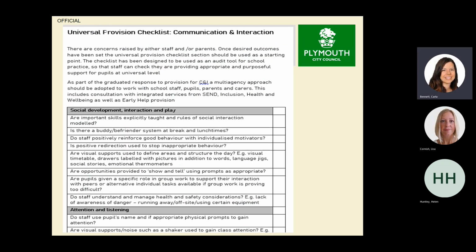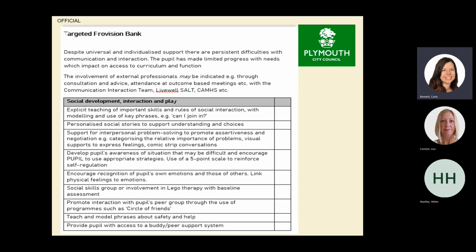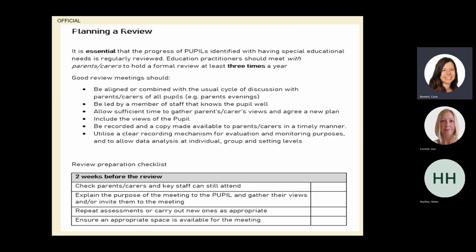So here's just an overview of what the universal provision checklist might look like, and you can find this on the local offer as well, and then the targeted provision bank. So again, these are the sorts of things that the teachers will be looking for when working with the children. And again, you can access these as well, so you can have a look at this for maybe when the children are at home, and see if you can see some of these things maybe when they're at home as well. So that can be found on the local offer.